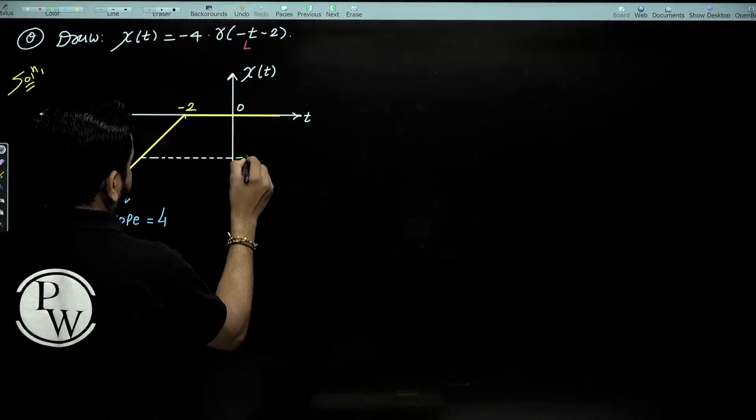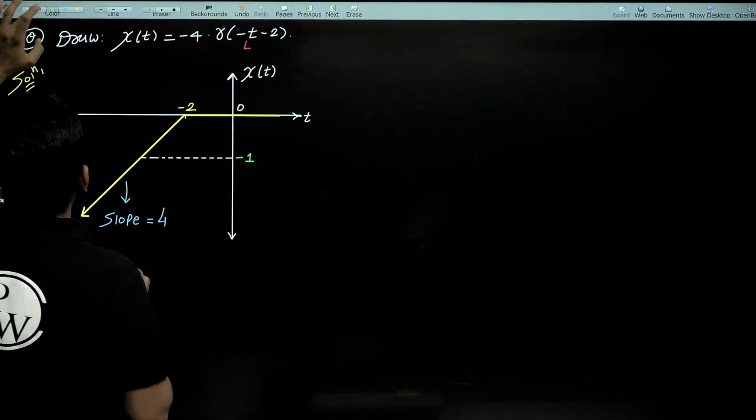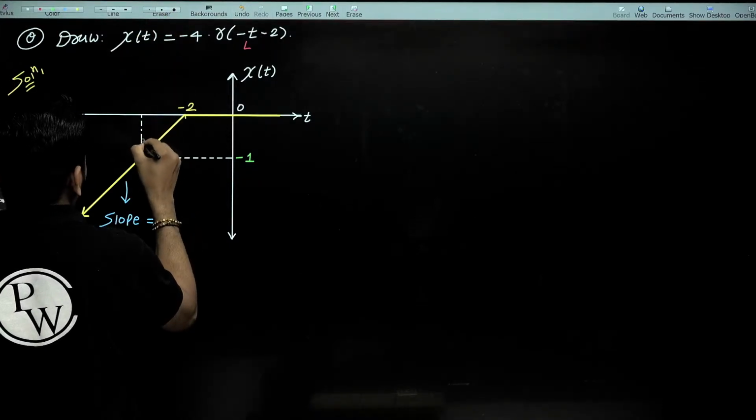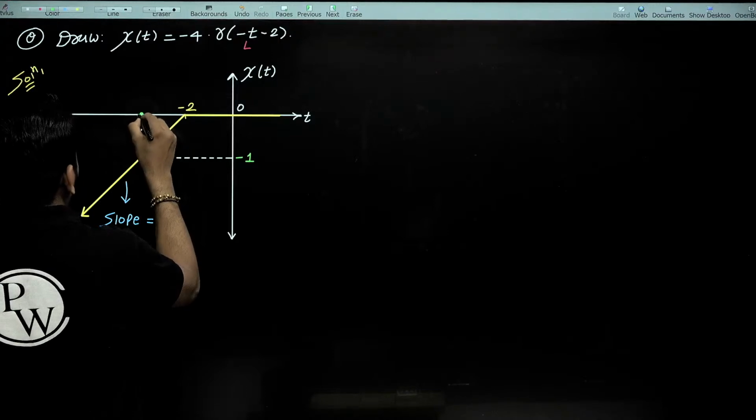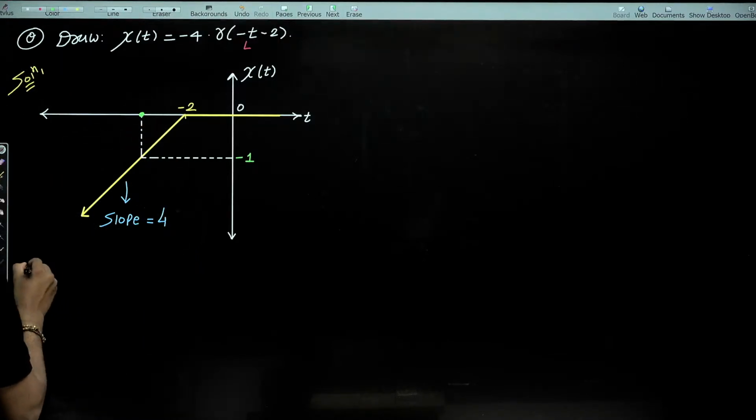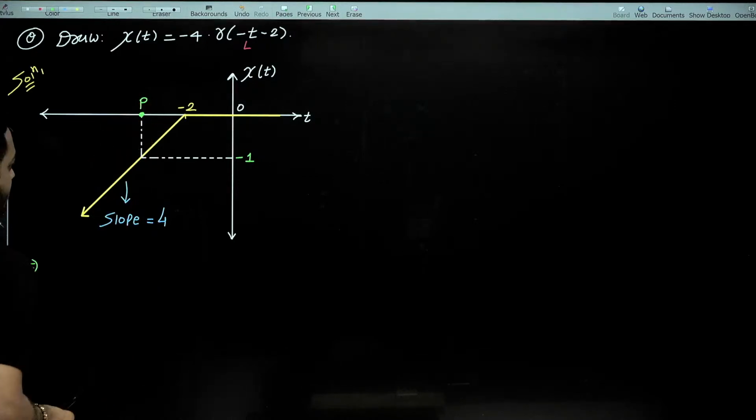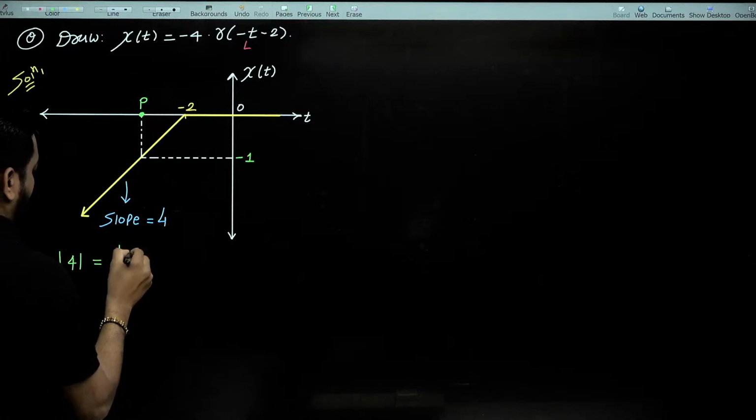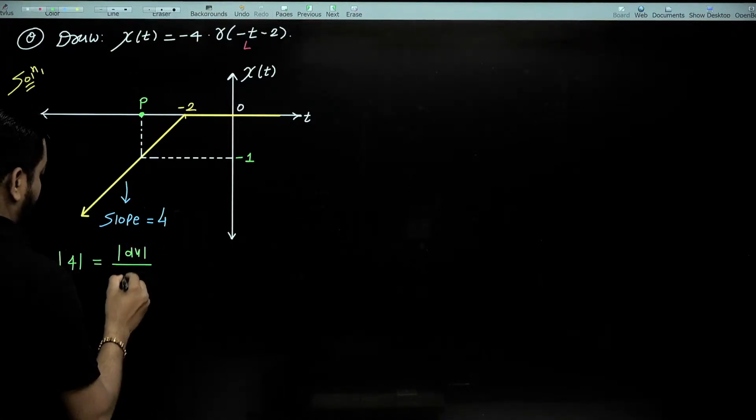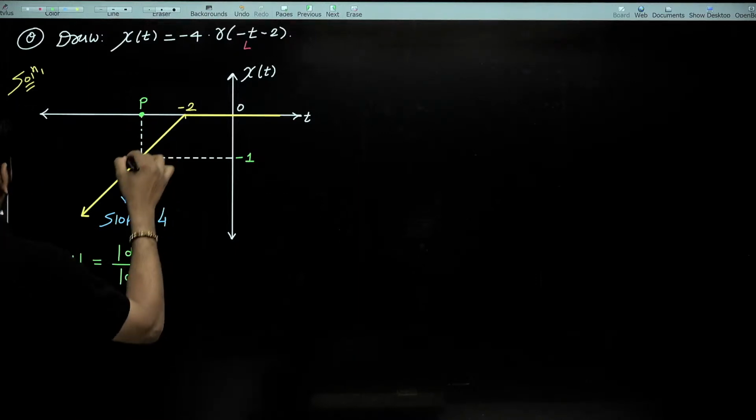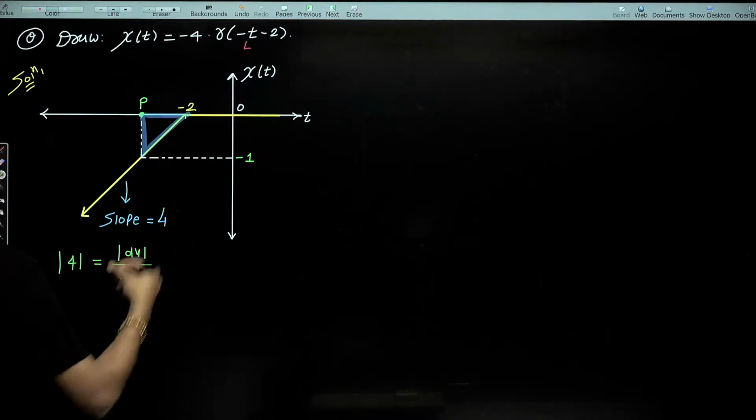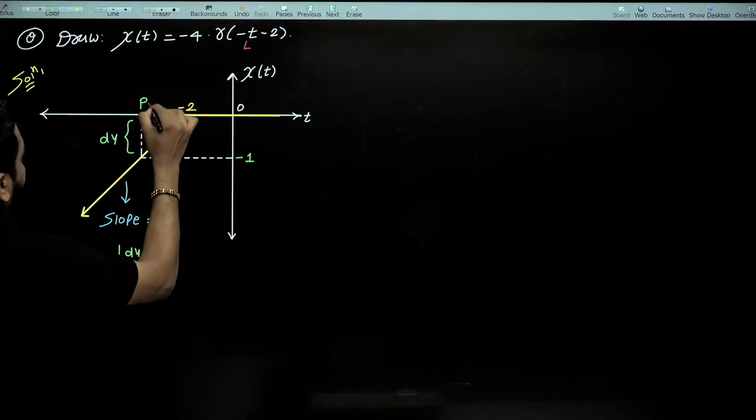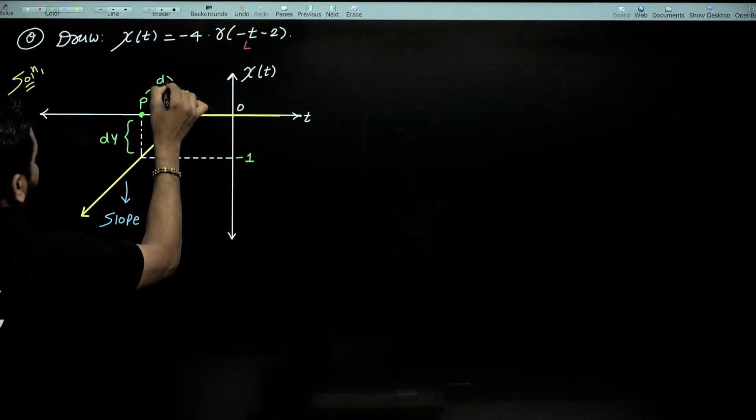Suppose this is -1. Then what is the value of this point, guys? I told you how to find that point P. Suppose this point P is there. So slope is mod dy by mod dx, guys. You have to take this value, this triangle. Here is your dy and this is your dx.